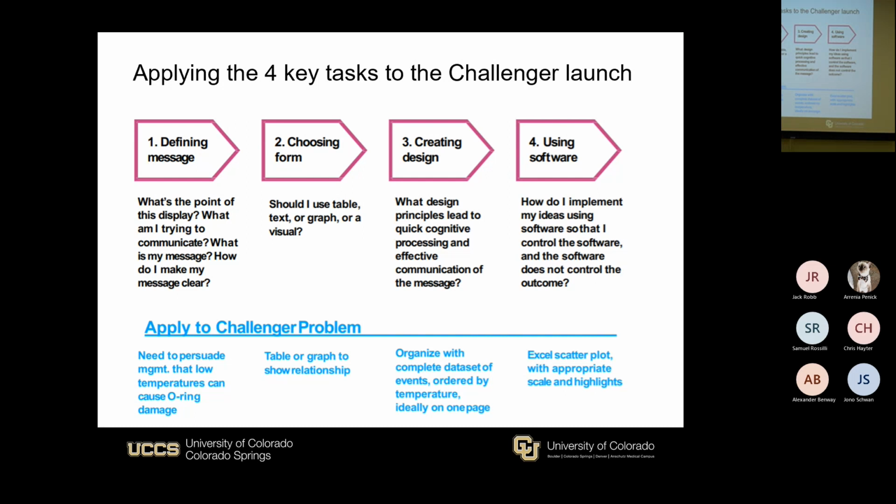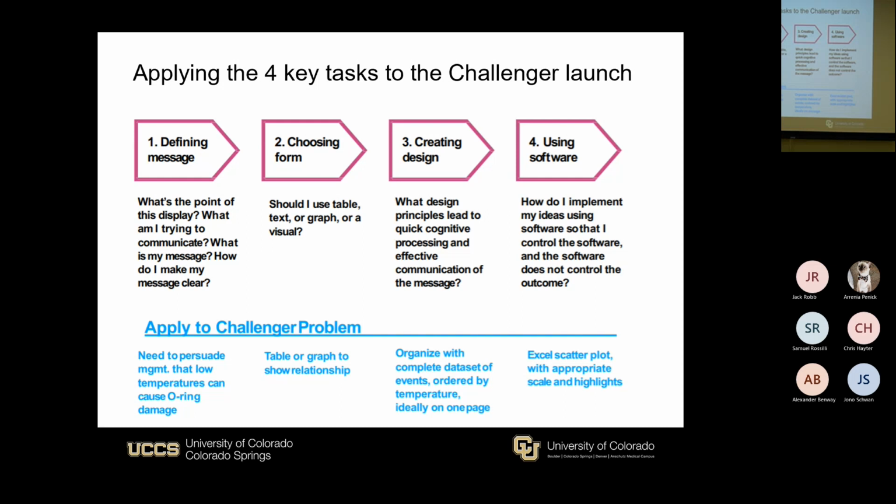Then the next step is choosing form. It says form, but it should be from. Should I use a table, text, graph, or a visual? In the Challenger problem, a table or graph to show the relationship, a simple vision, not necessarily overcomplicated like the ones that were shown to Congress, and not as stupid as the ones that were shown to NASA.